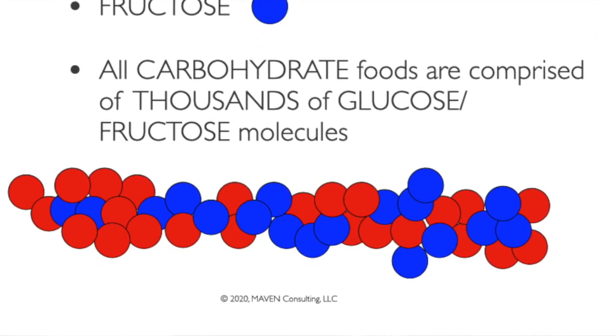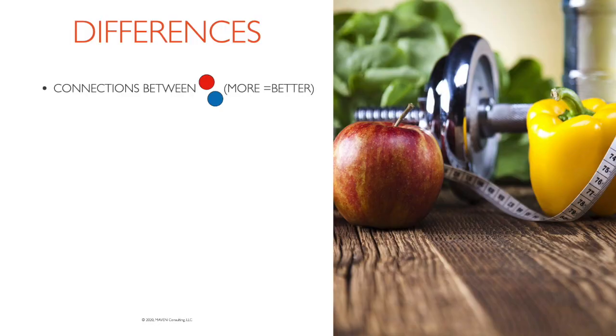Now the biggest difference between the foods is how these molecules, these glucose and fructose molecules, are connected. So the connections between each of the molecules and the amount of the connections will determine whether a carbohydrate is a good carbohydrate, an okay carbohydrate, or a bad carbohydrate in terms of energy, in terms of weight management. Now, let's talk about the differences between these foods.